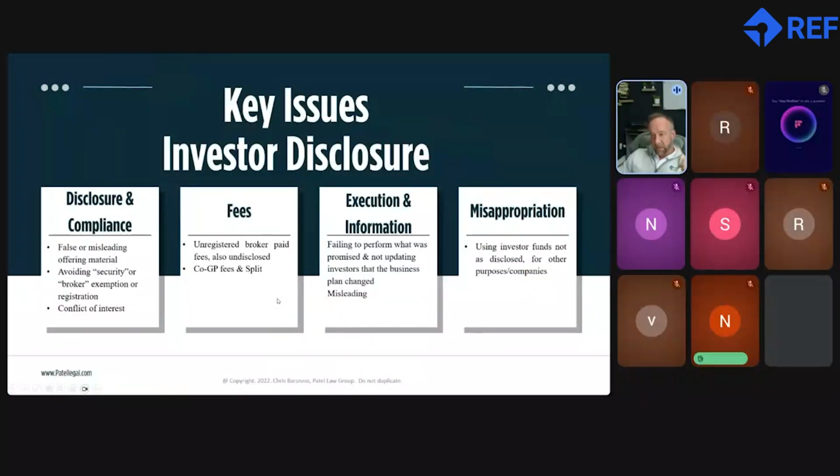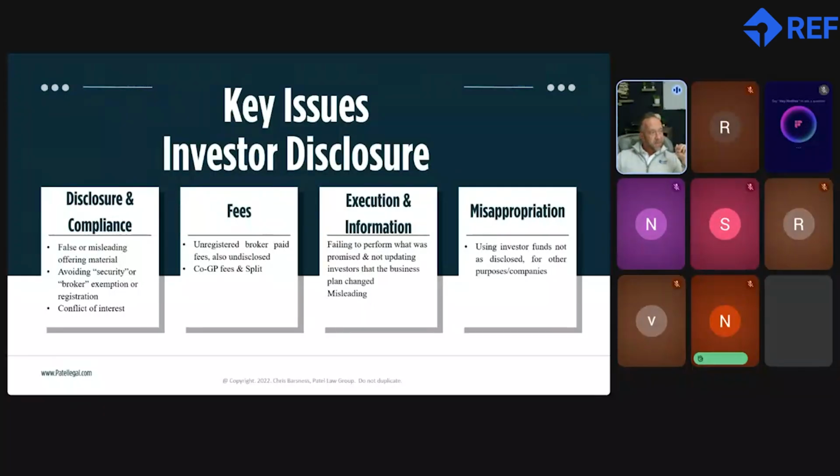All right, so disclosure and compliance. Anything that could be misleading is a major issue. So if you don't fully disclose everything about the offering, even the bad stuff, that can be misleading. So it's something that you probably should have told your investors, but you didn't want to tell them because you wanted to make sure they signed, wrote you a check. That can be a problem because later they can say, I wouldn't have invested if I would have known X, Y, Z.